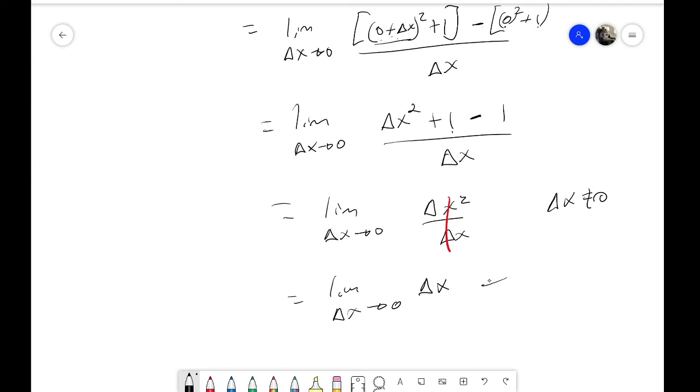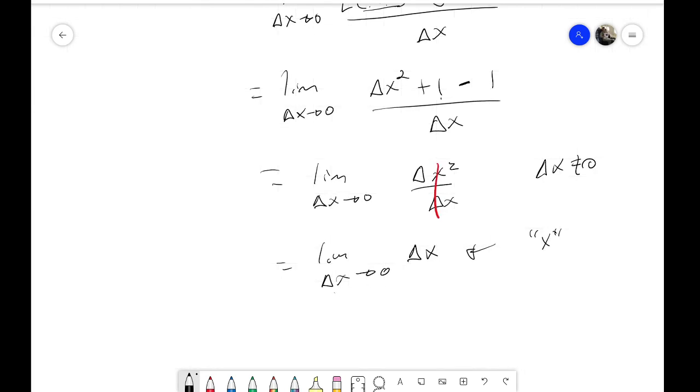You could think of delta x as just being x, it's just a variable, so we can simply substitute, because if you think of it as a variable, this is just a monomial or a polynomial, and we know that polynomials are continuous at all points in the domain, so there's no issue. We could just plug in, and this is going to be 0. So we have that at the point 0, 1, the slope is 0.